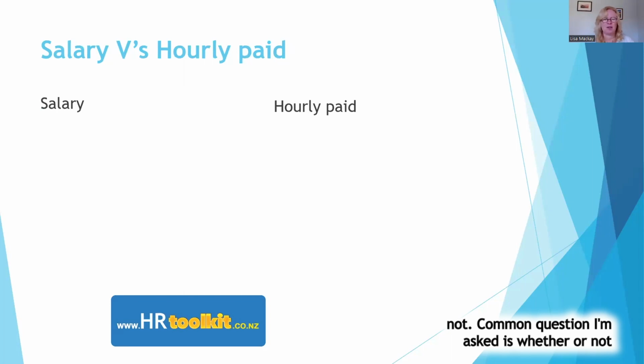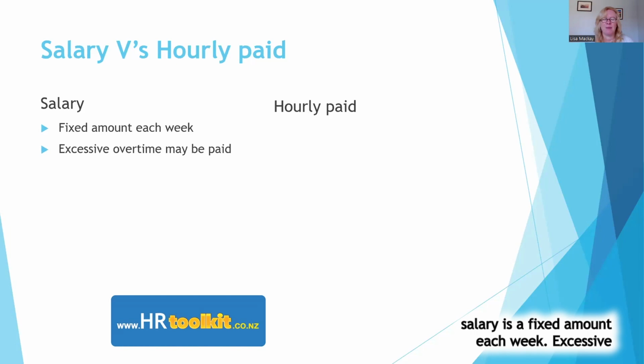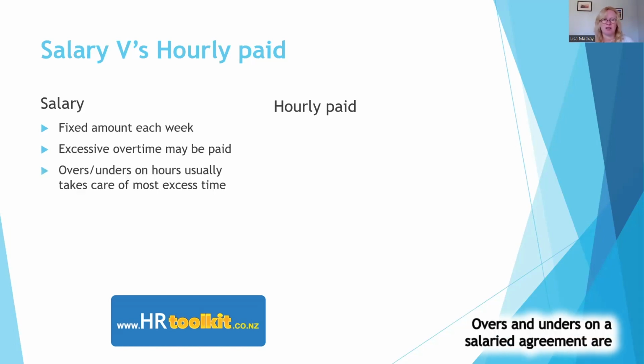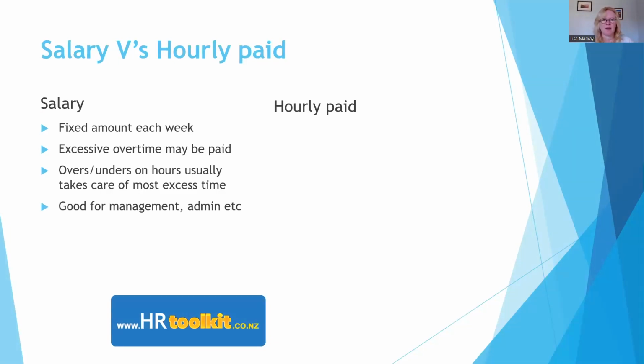A common question I'm asked is whether or not we should go for salary or hourly paid. So a salary is a fixed amount each week. Excessive overtime may be paid. Overs and unders on a salaried agreement are usually taken care of with time off in lieu. So somebody stays half an hour late tonight, they leave half an hour early tomorrow, and that sort of overs and unders usually works.